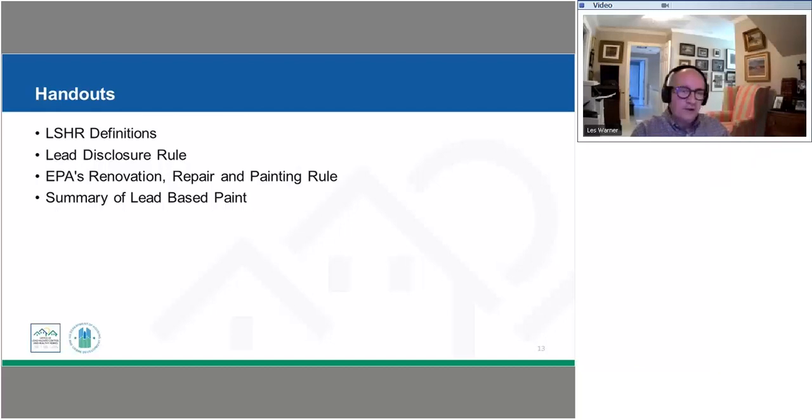We will in this session not only be talking about the lead-safe housing rule, but also the EPA's renovation, repair, and painting rule. And we have a handout that walks you through the details of the EPA rule versus the lead-safe housing rule. We'll also talk about that in today's session. And then there's also a summary of lead-based paint that's part of that. And you'll see we'll be looking at the handout, which walks you through the regulations for this particular subpart, and we'll be introducing that as we go along.